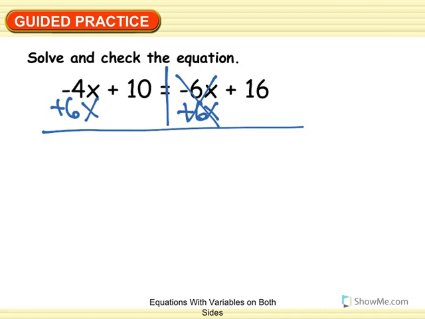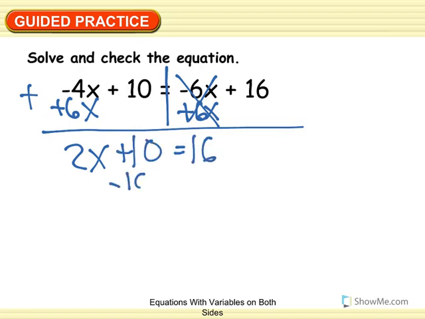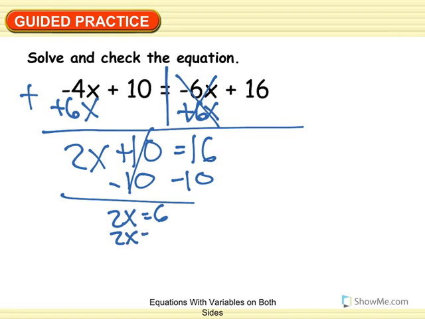So negative 6x plus 6x is 0. Negative 4x plus 6x is 2x. I don't think too many of us are going to have trouble with 2x plus 10 equals 16. At least I hope not. All right, so I'm looking at 2x equals 6, which will give us x is 3. And now I think it's time to take a look at a check.